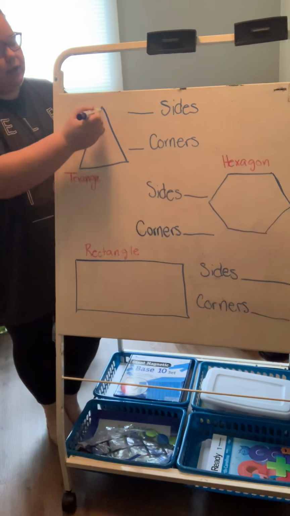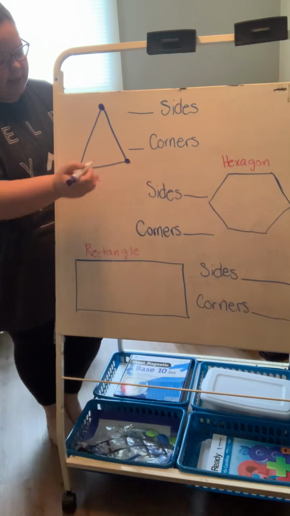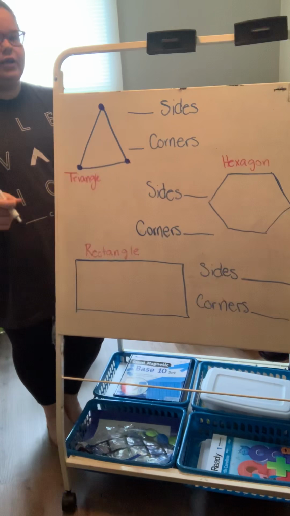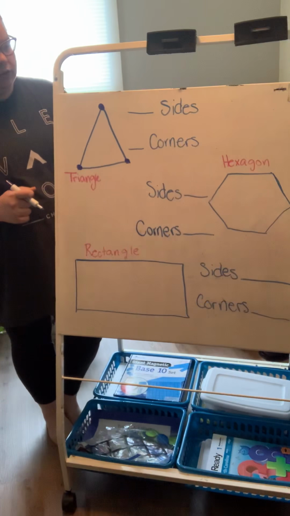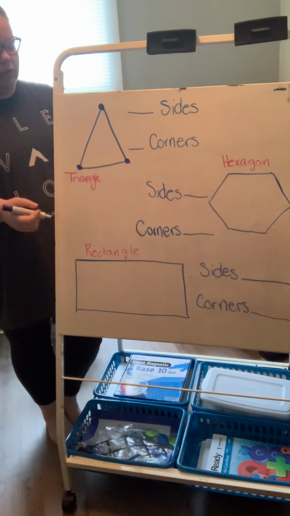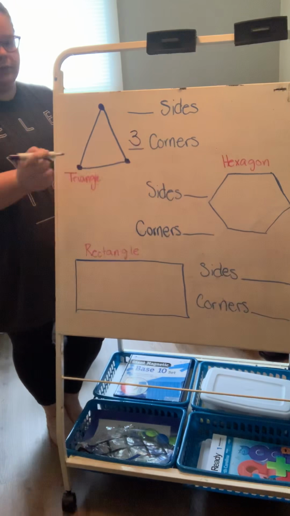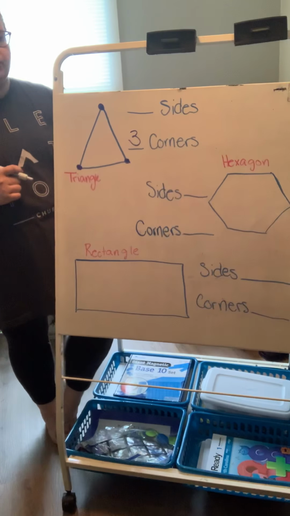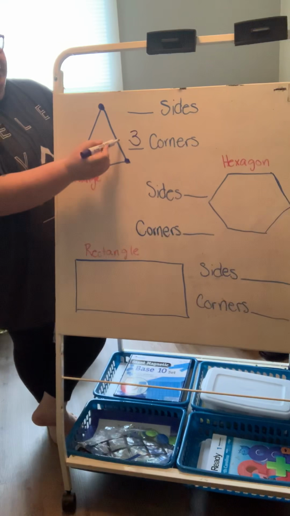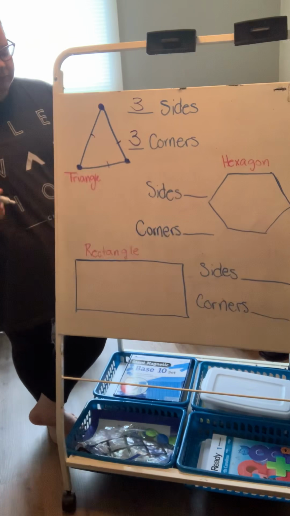Now, a corner is anywhere where it makes a point. So in a triangle, when your two sides come together, they create what's called a corner. So on a triangle, we have 1, 2, 3 corners. And because corners are created by sides that come together, we also have 1, 2, 3 sides.